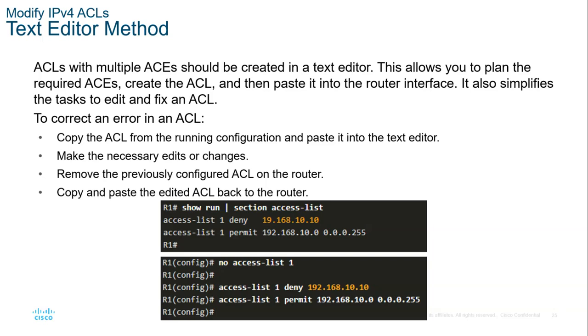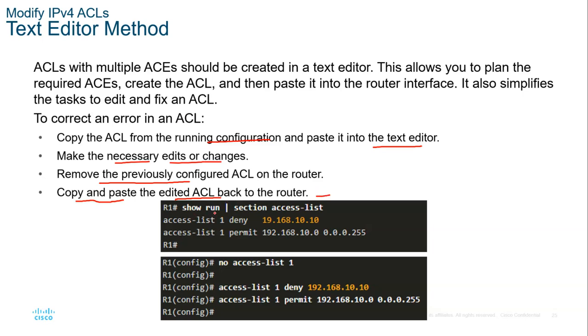To do that, you can use the text editor. You can copy the access control list from the running configuration on the device and paste it in the text editor. Make the necessary edits or changes, then remove the previous one. Once you have the changes in the text editor, go to the device and delete whatever is there, and then replace it with the new access control list by copying and pasting the edited access control list back to the router.